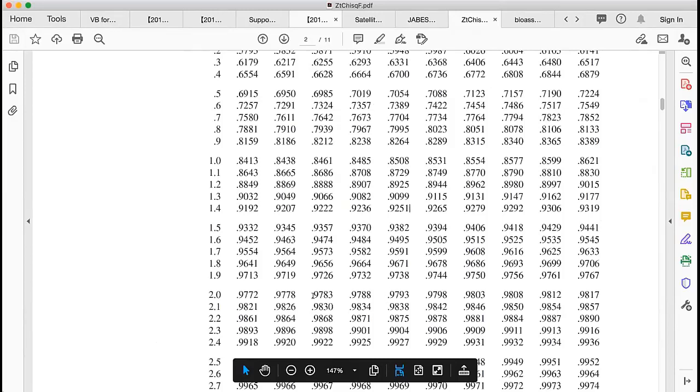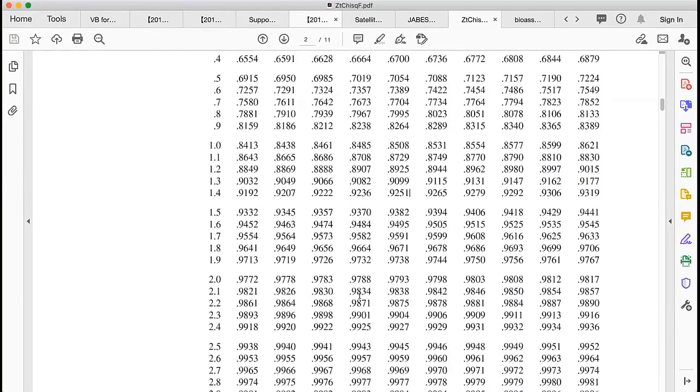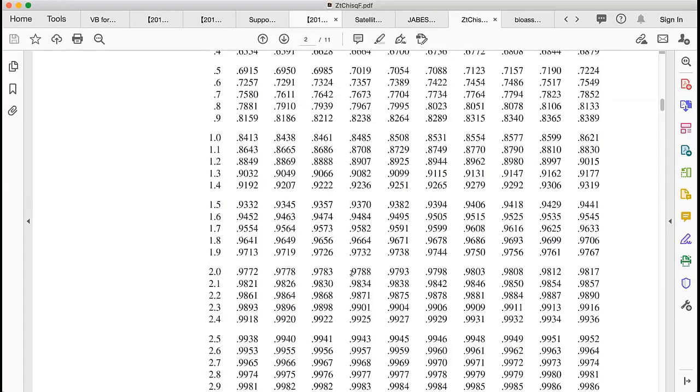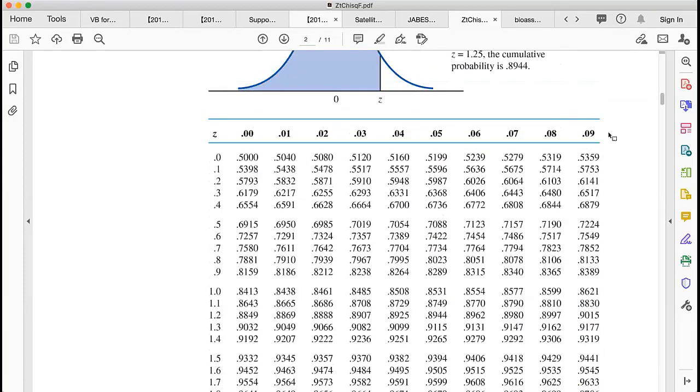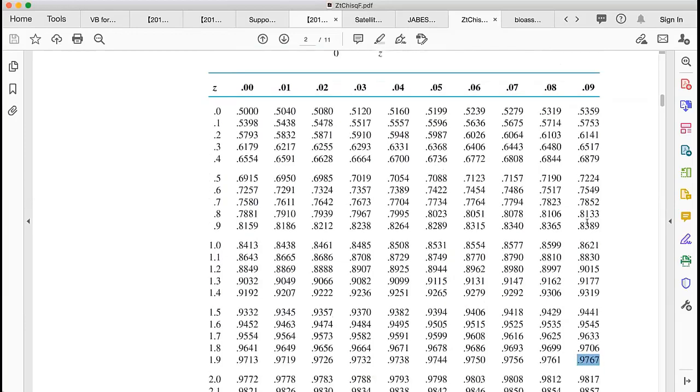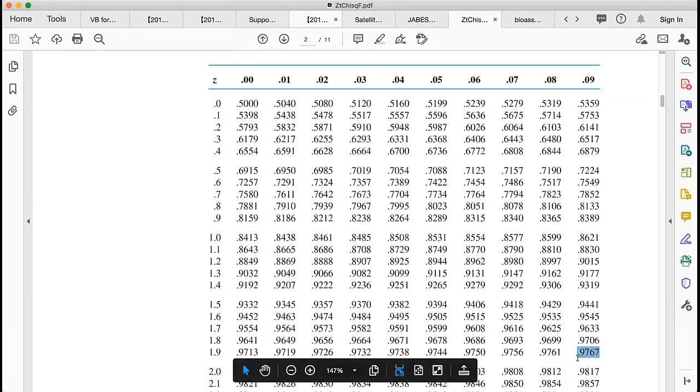0.9767. Yes, here, right? You guys see it? So you would have to find its corresponding z-score, which is 1.99. Do you guys see it here? 1.99 has a corresponding probability of 0.9767, and this is the area less than 1.99.